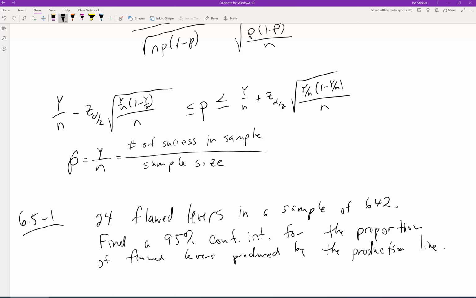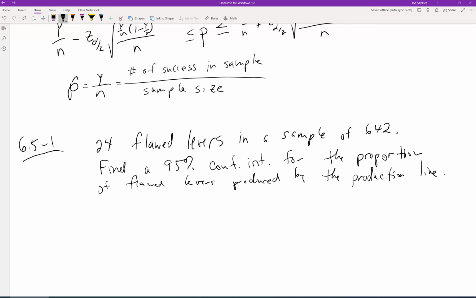So, in this case, the P is the proportion of flawed levers, right? So what are we going to use for P hat in this case? Yeah, 24 over the 62, which is roughly 0.03738.